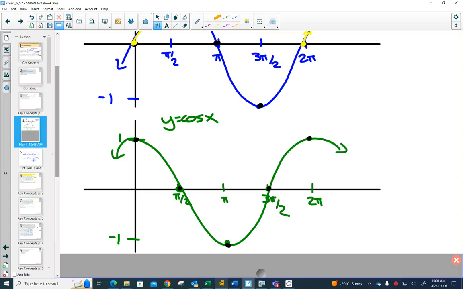So for cos, at 0, it's at a maximum. How long does it take to get to another maximum? That distance is 2 pi. That is your period.